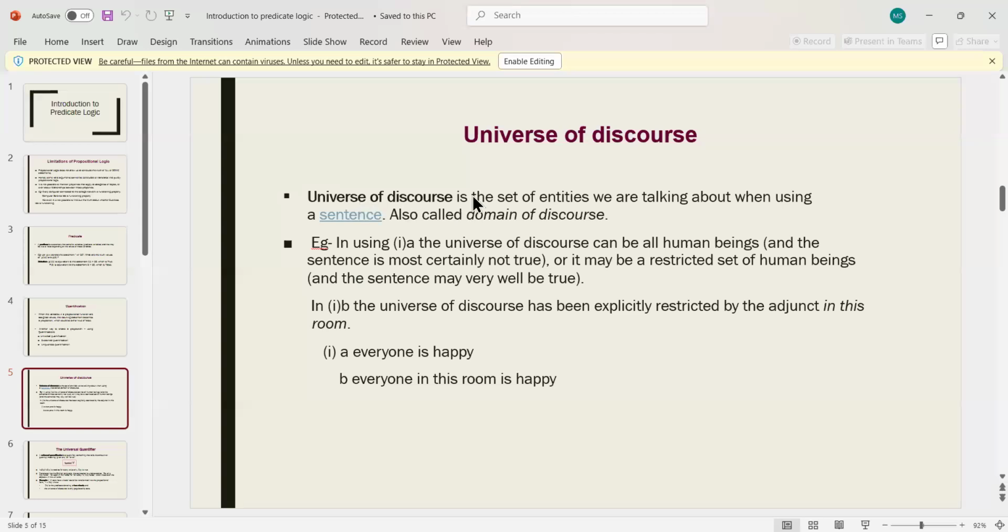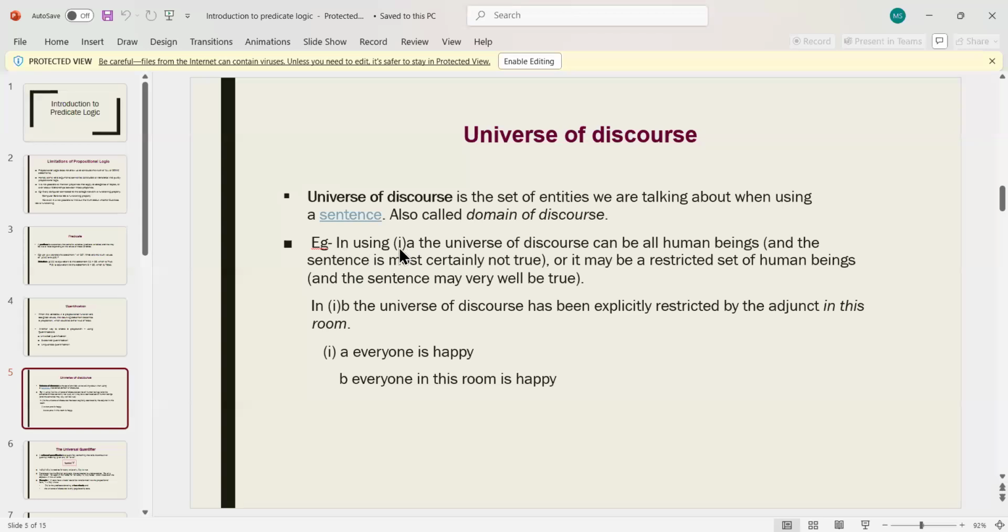Universe of discourse is the set of entities we are talking about when using a sentence, also called domain of discourse. Now, we can define the domain, right? If I am defining the domain as the set of natural numbers, then all these natural numbers belong to this discourse, and it is the universe of discourse.